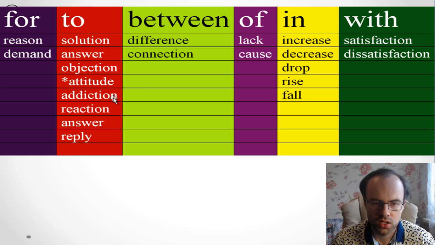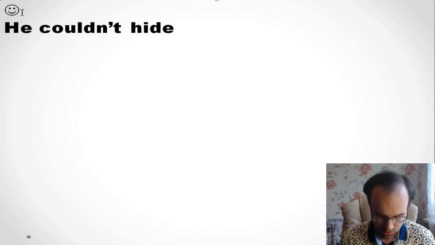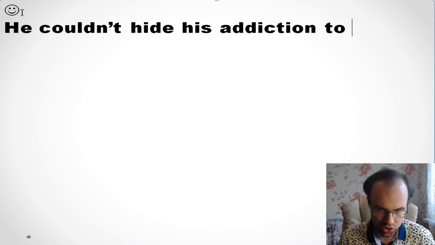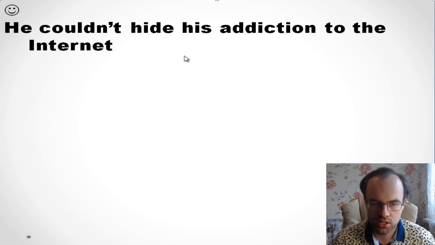Okay, next, addiction. For example, addiction to. He couldn't hide his addiction to the internet. It means that other people could see it very easily, so he couldn't hide his addiction to the internet. It was obvious.